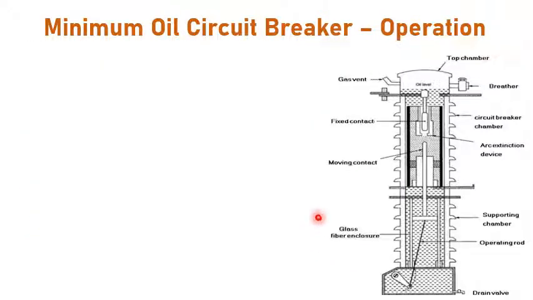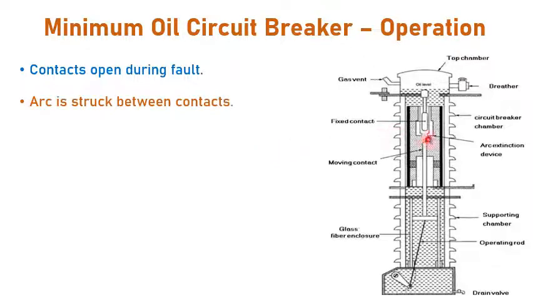Let us discuss the operation. During no fault condition, both fixed and moving contacts will be closed and the current will be flowing normally. Whenever there is a fault, the fault will be sensed by the relay, and the control mechanism will pull the moving contact downwards inside the oil. Smoothly the contact will be coming down. Therefore, we know that when the contacts are separated, the current is interrupted, and an arc will be struck between the fixed and moving contacts.